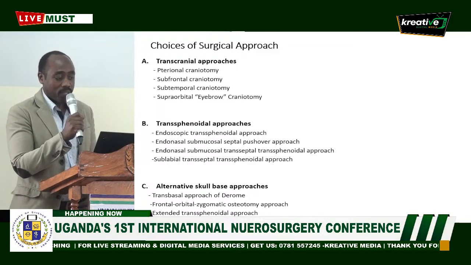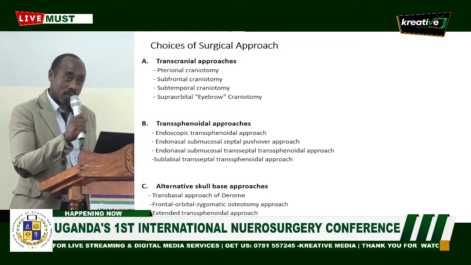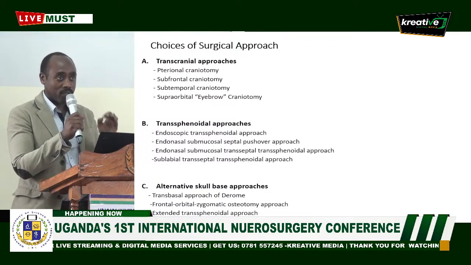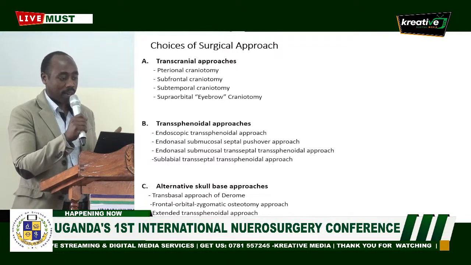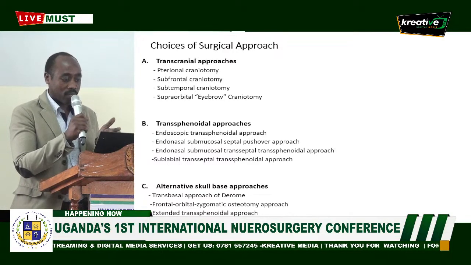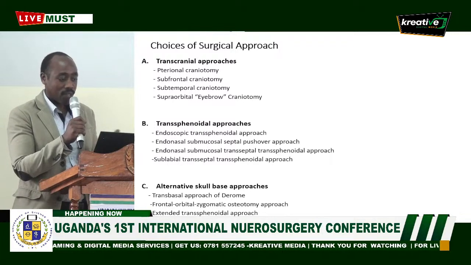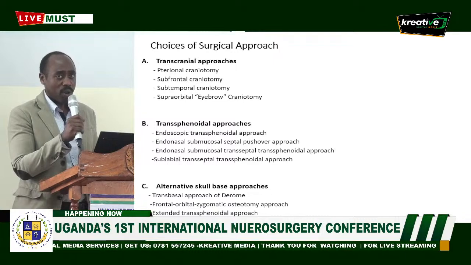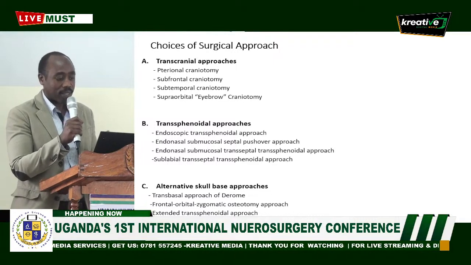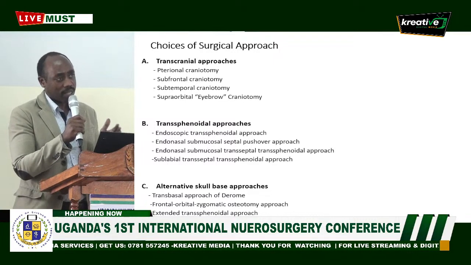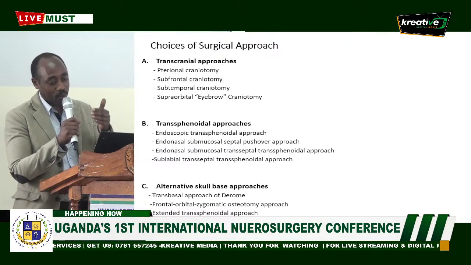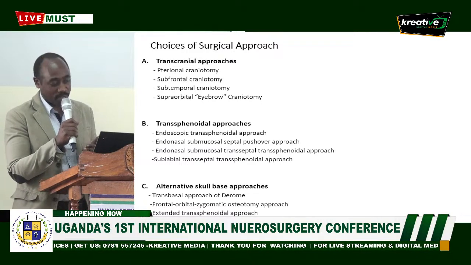The transsphenoid approaches also have sub-variations, which include the endoscopic transsphenoid approaches, whereby we use strictly an endoscope. We have endoscopic submucosal septal pushover approaches, endonasal submucosal septal and transsphenoid approaches. Then we have sublabial approaches. And then we also have alternative skull-based approaches. Again, we are going to look at what makes you decide what procedure you're going to do.